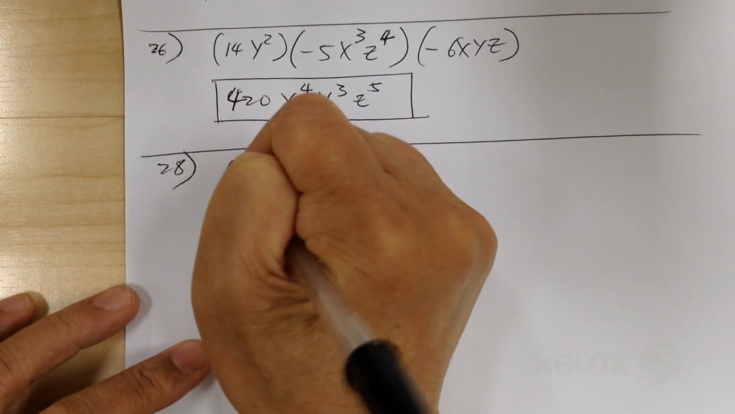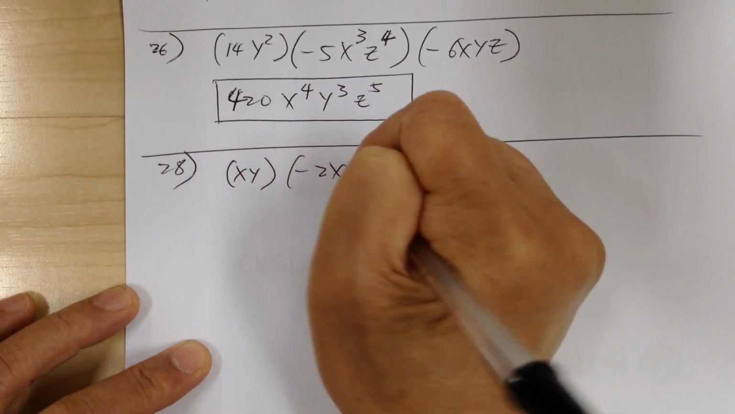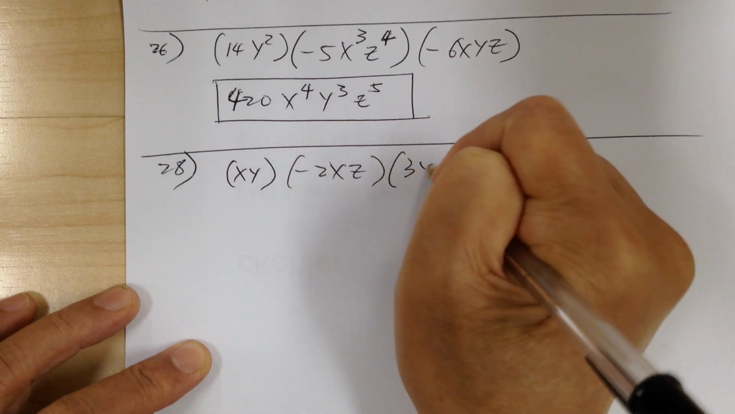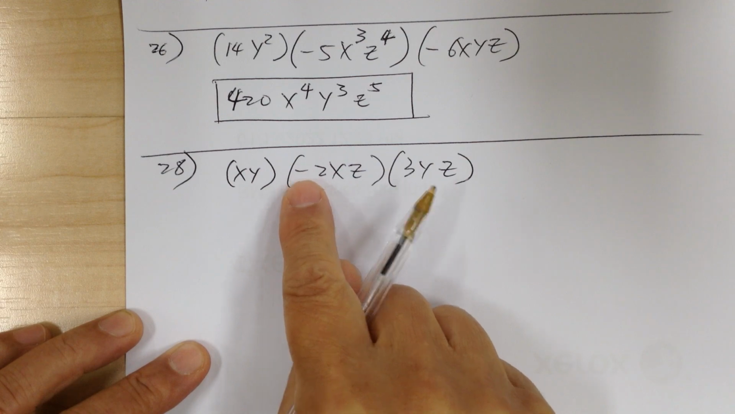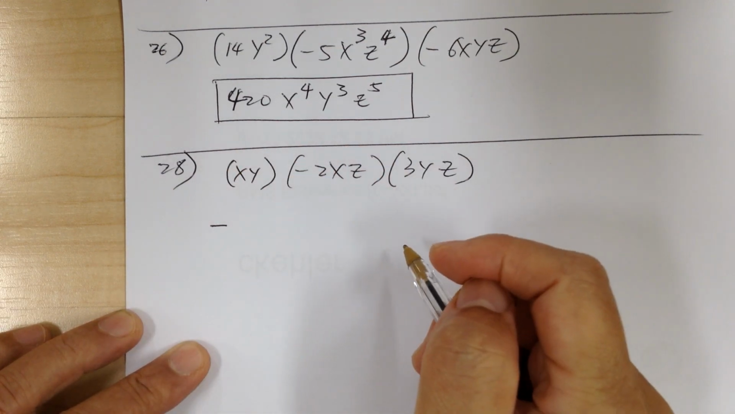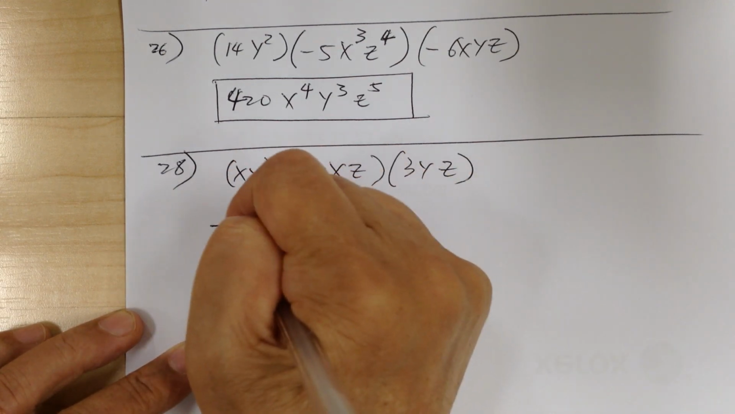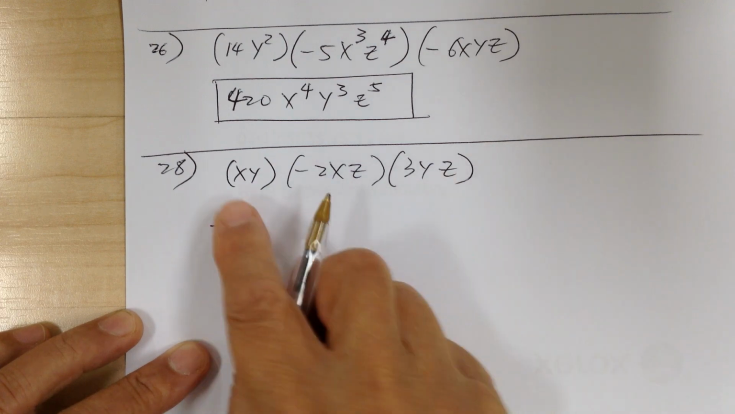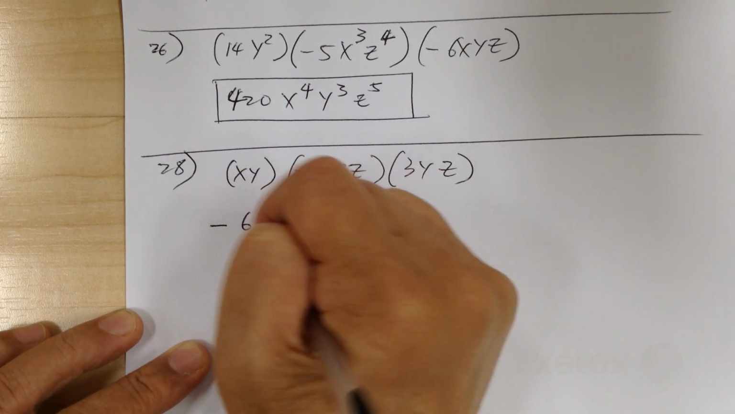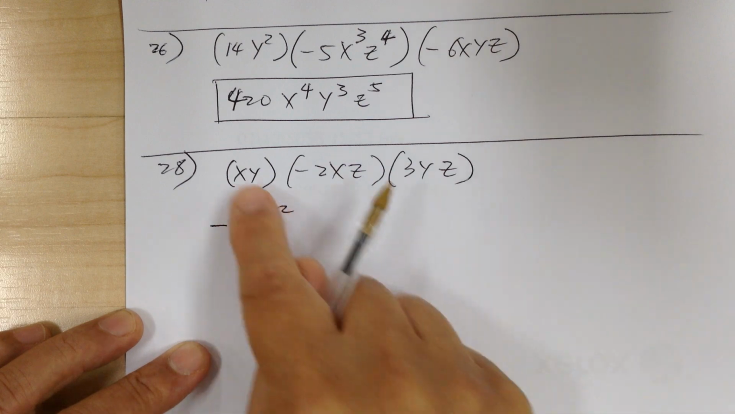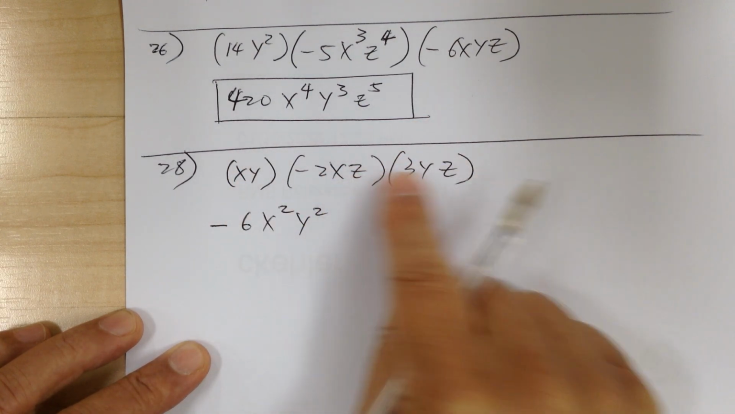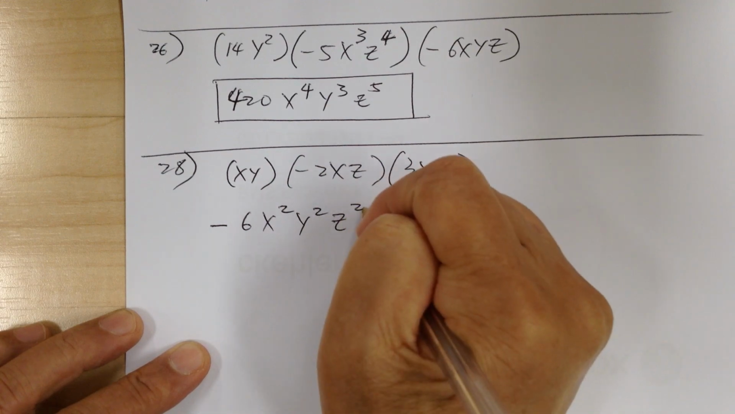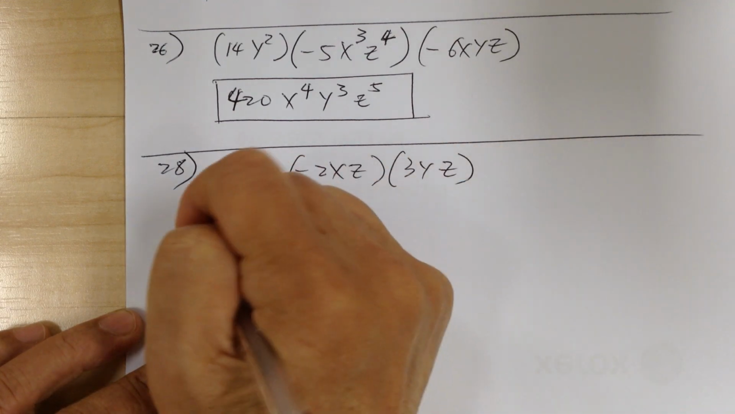Okay, so you got xy times negative 2xz times 3yz. So again, the sign is negative. There's one negative, so it will be negative. And the number 2 times 3 will give you 6. Then go down the alphabet, so you got x to the 1, x to the 1, so it will be x to the 2. Then do the y, so you got y and the y will give you y squared. Then do the z, so you got z and the z will give you z squared. Okay, and that's it.